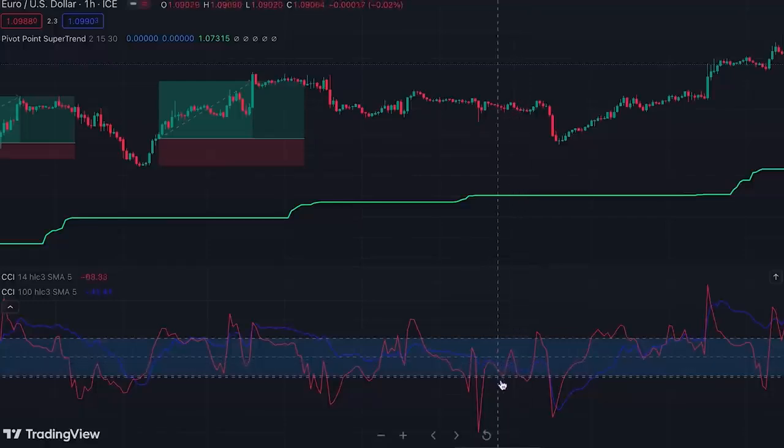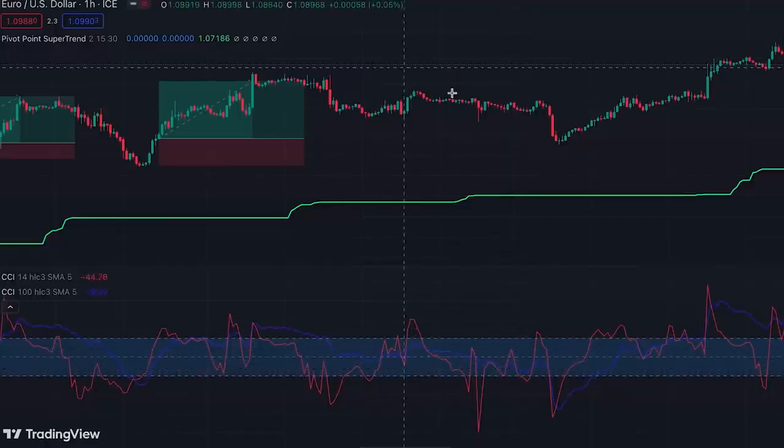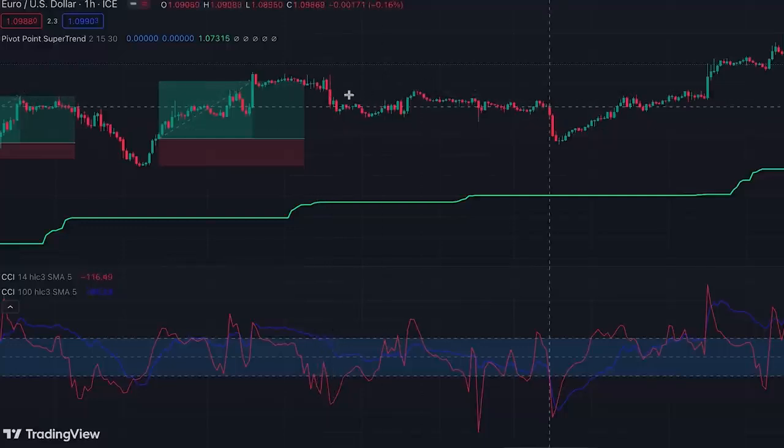This situation of having a choppy red CCI on the blue CCI usually happens when the market is flat, and you can clearly see on the price chart that the market is not trending and it's flat here in this area.